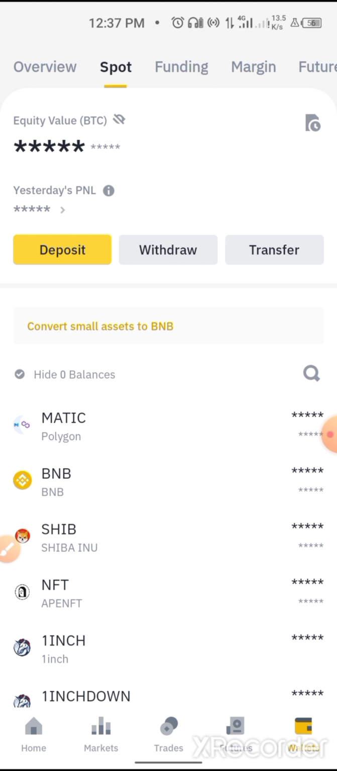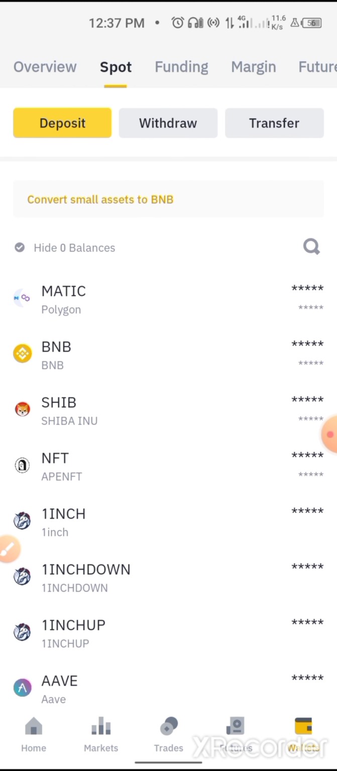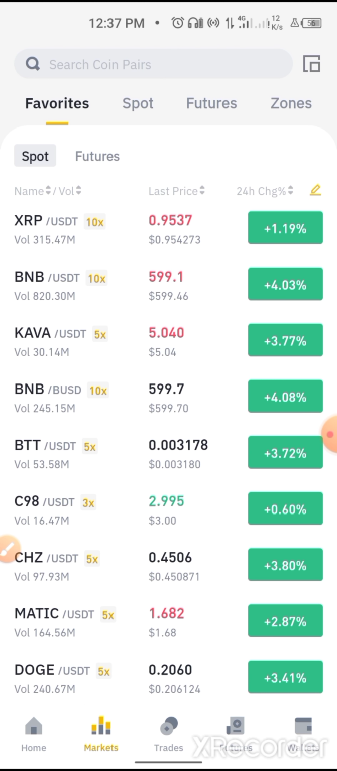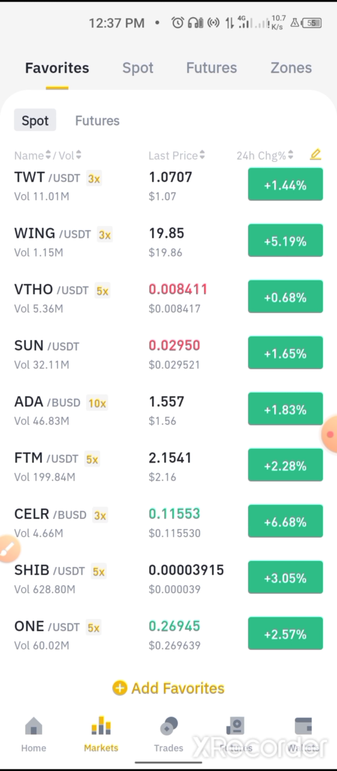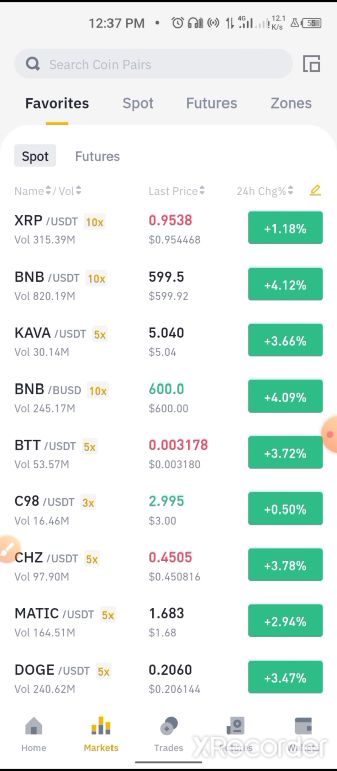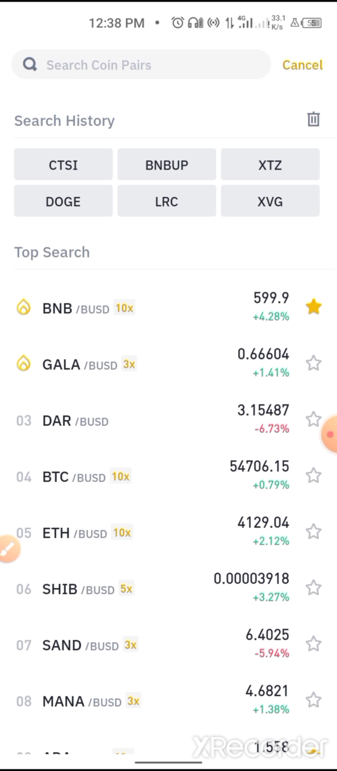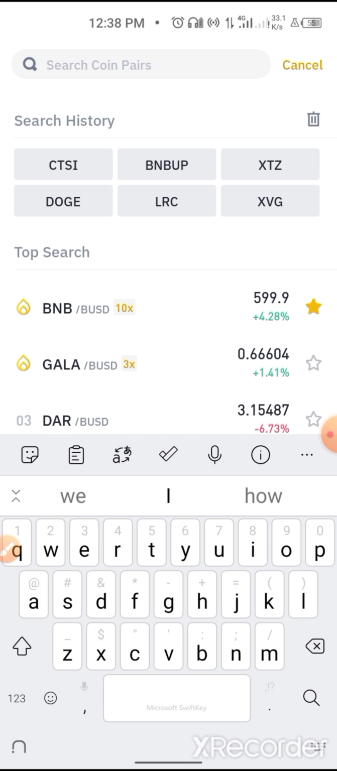So what you do next is, once you have funded your account with probably USDT, then you can go to the market. You can go to the market and select the coin you want to buy. Let's say I want to buy XRP. If I want to buy XRP, I can come here and search for XRP.